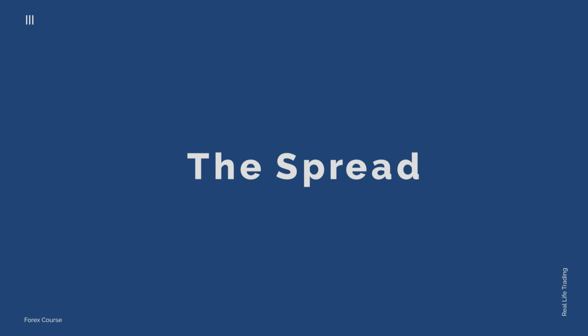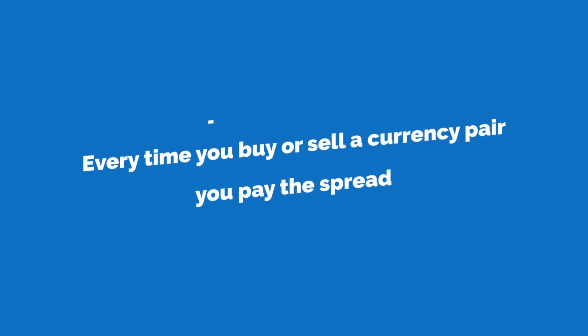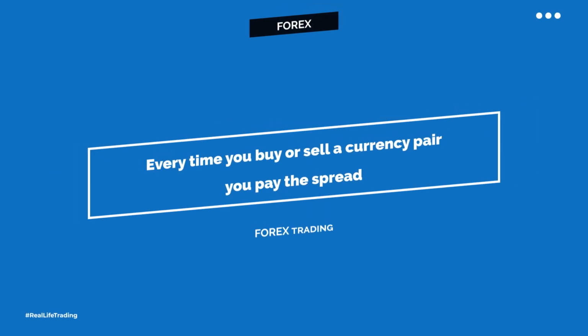So the way the costs are calculated in Forex is by something called the spread. You will find that brokers will say that we are 0% commission, which is true, but the brokers will make the money on the spread, okay? So what is the spread? The spread is the difference between the buying price and the selling price. Every time that you buy and sell a currency pair, you will pay your broker a spread.